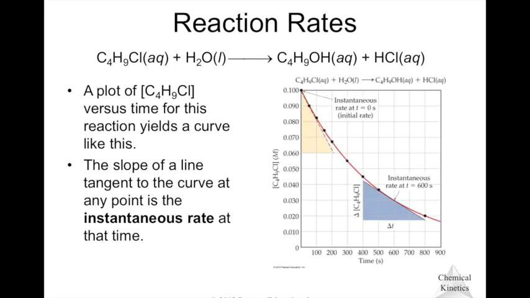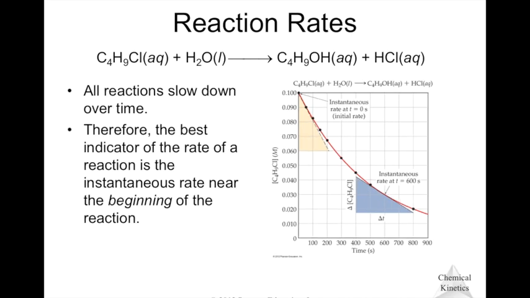If we look at a plot of this versus time, we see that we get a curve like this, right? Which is what you'd expect, because it's getting slower as time moves on. It's not a straight linear relationship. And so the slope of a line tangent to this curve at any point is its instantaneous rate. And since reaction rates change over time, the best place to get the reaction rate is the beginning of the reaction. That's going to be the most accurate spot to get a predictable rate.